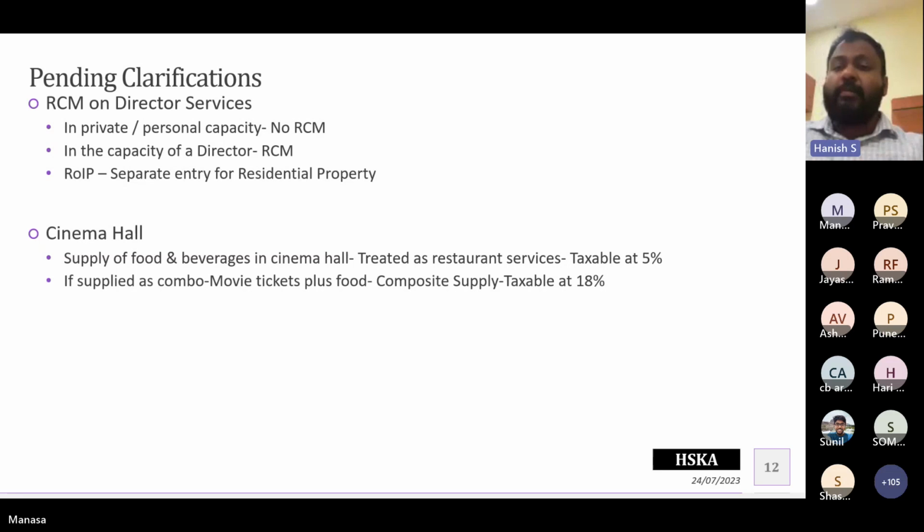If he has given the commercial property on rent, he is not acting in his capacity as a director, but he is acting in his capacity as a landowner. In this case, GST is not required to be paid under reverse charge mechanism.